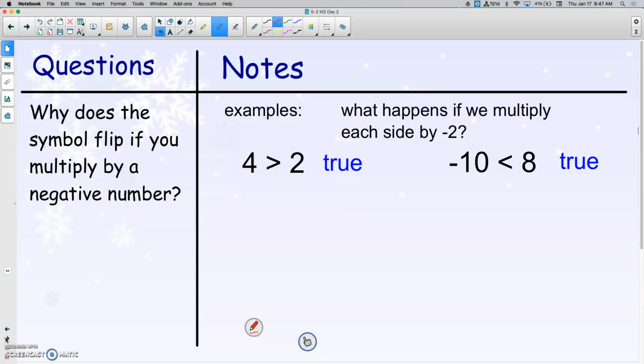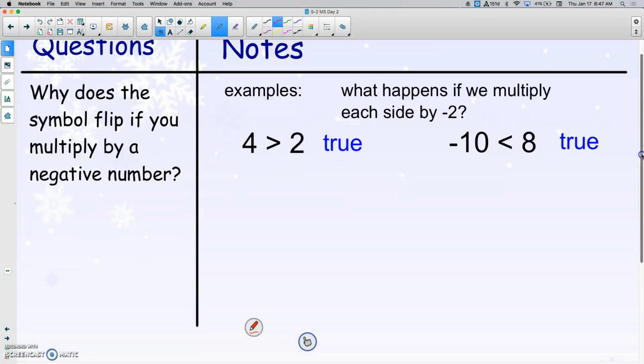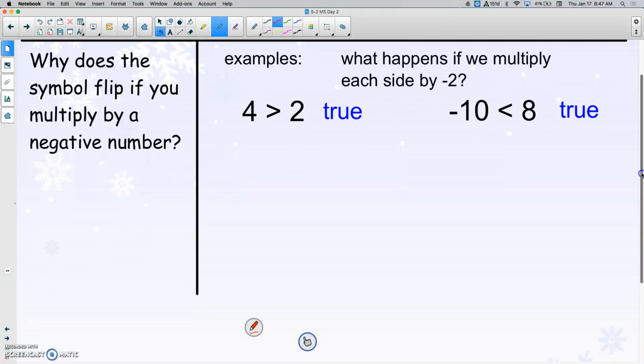So our first question, very similar to that essential question, says why does the symbol flip if you multiply by a negative number? We've already worked with dividing by a negative number, and we found out that if you divide by a negative number, the symbol flips. So now look at our examples. What happens if we multiply each side by -2?